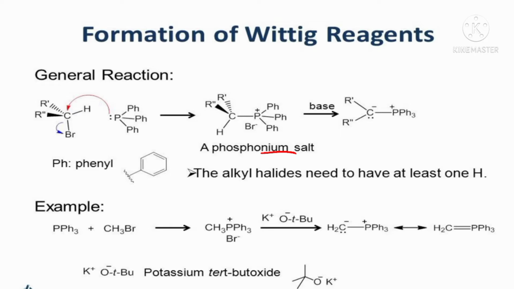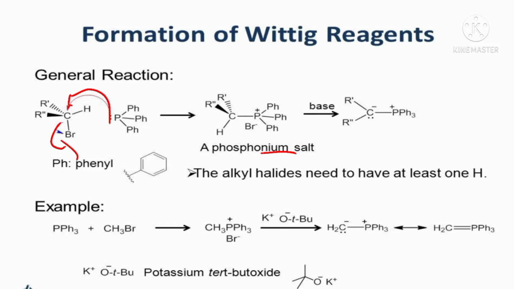Now see the general reaction first. Triphenylphosphine reacts with alkyl halides to form the phosphonium salt. Here the lone pair of phosphorus attacks this carbon atom, and Br minus is the leaving group. This forms a carbon-phosphorus single bond, the bond formation between carbon and phosphorus atoms.